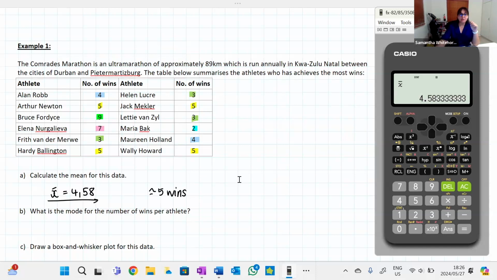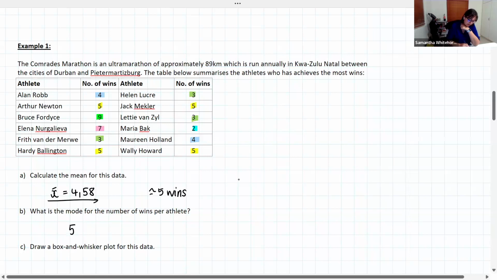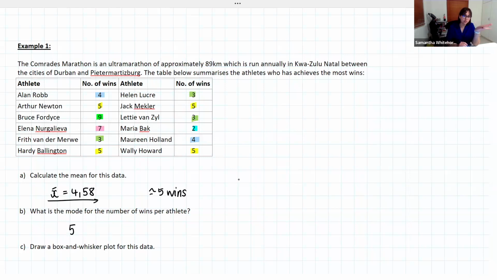Question B says, what is the mode for the number of wins per athlete? So you've already told me what mode is. Who can tell me what is the mode value here? Nice, guys. Okay, so our modal number of wins is 5. The reason for that is because that is the number that repeats the most. There were 4 5s. Everything else was 3 or less.